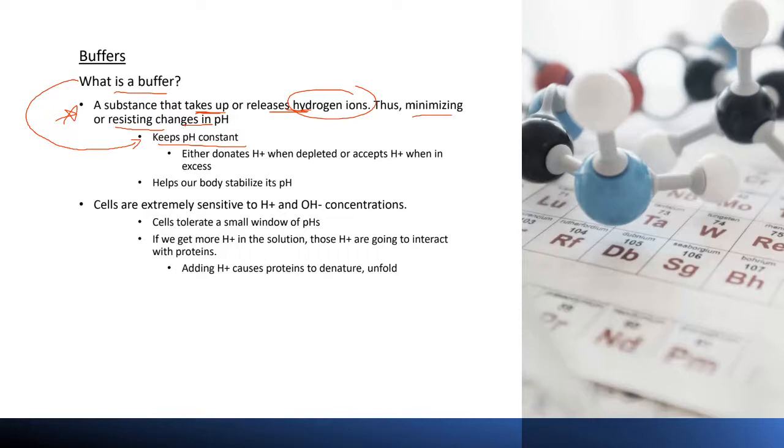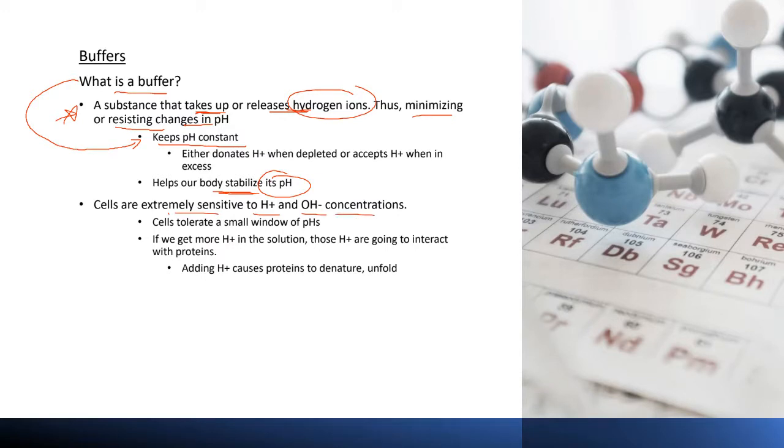This is very important in our body because it helps our body stabilize its pH. For example, the pH of your blood is 7.4. If it goes up to 7.6 or 7.7, you're pretty much dead. If it goes down to 7.1, you're pretty much dead. That's why, and you're going to see this throughout our system, if you ever take another higher level biology class, you'll see that buffers are very important in maintaining your body pH. Cells are extremely sensitive to hydrogen ion and hydroxide concentrations.